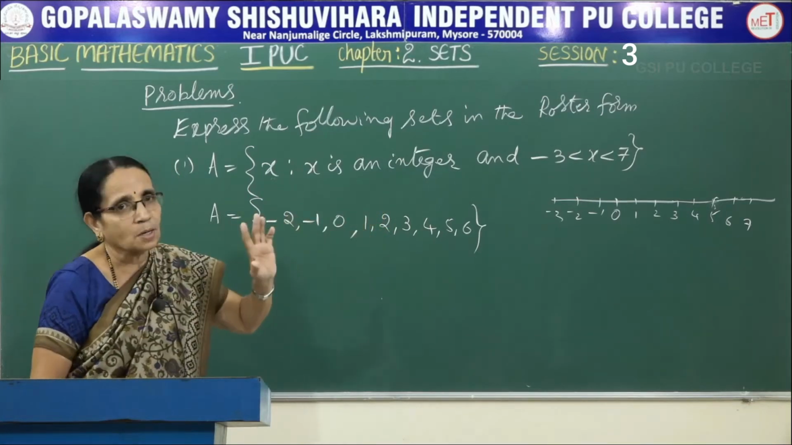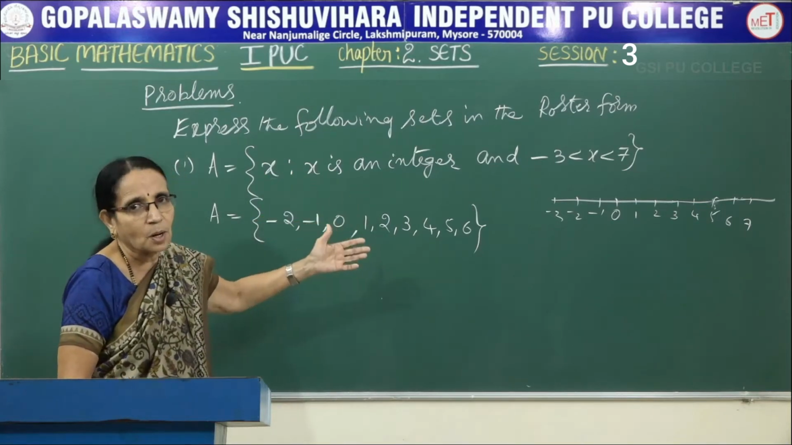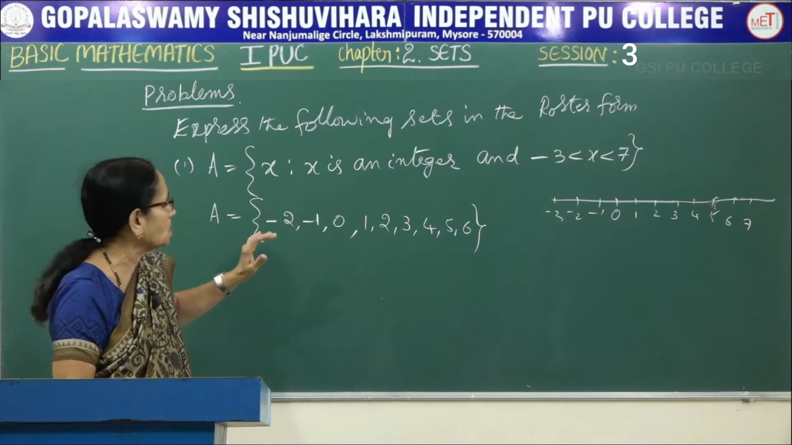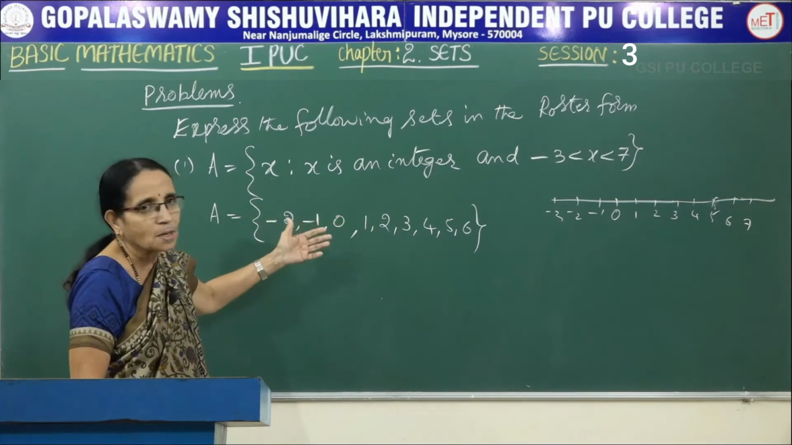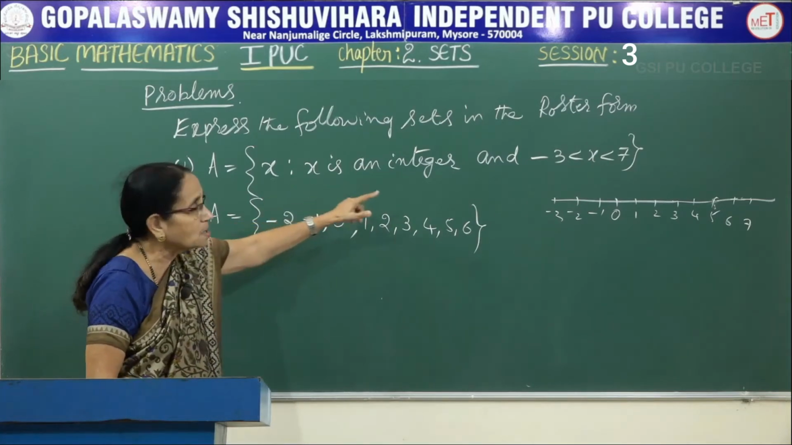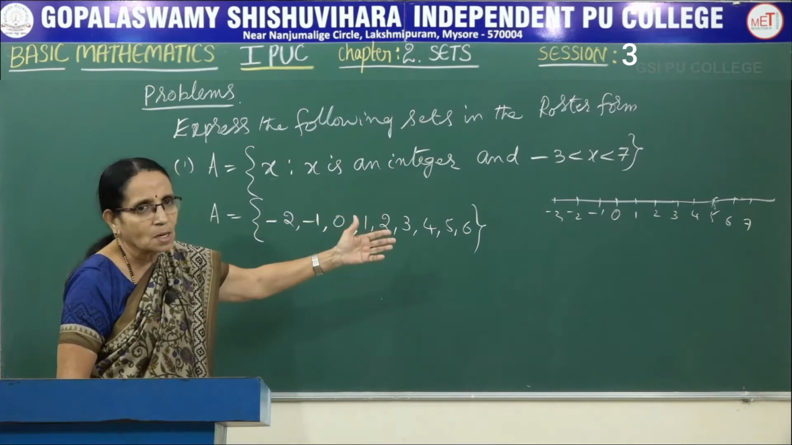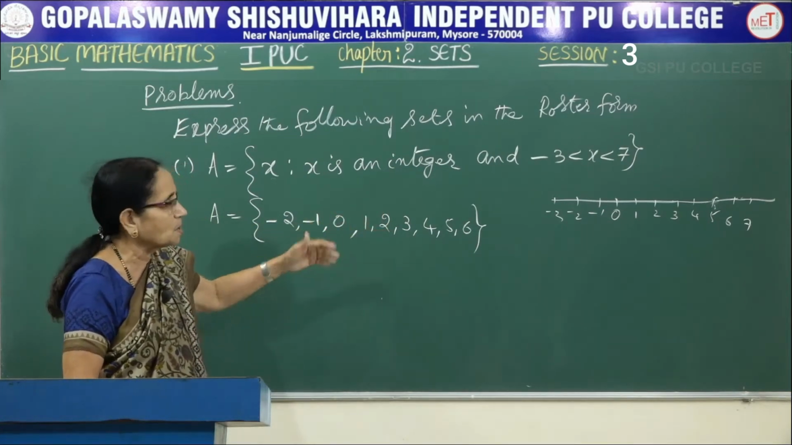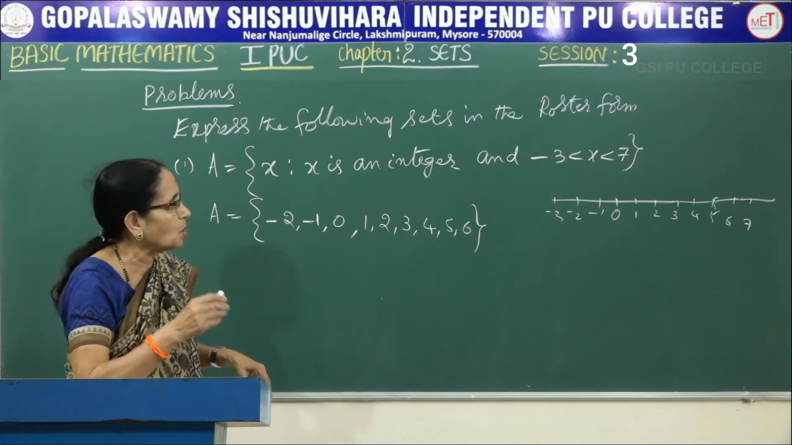This is for a 1 mark question. Usually conversion from one form to another form is given for a 1 mark question. So if it is given in the set builder form, you are supposed to write in the roster form. In other words, you have to write the actual elements. So reading the condition, you have to write the actual elements here. Without writing the number line also, you can directly write, because after minus 3, minus 2 comes, then minus 1, 0, 1, 2, 3.